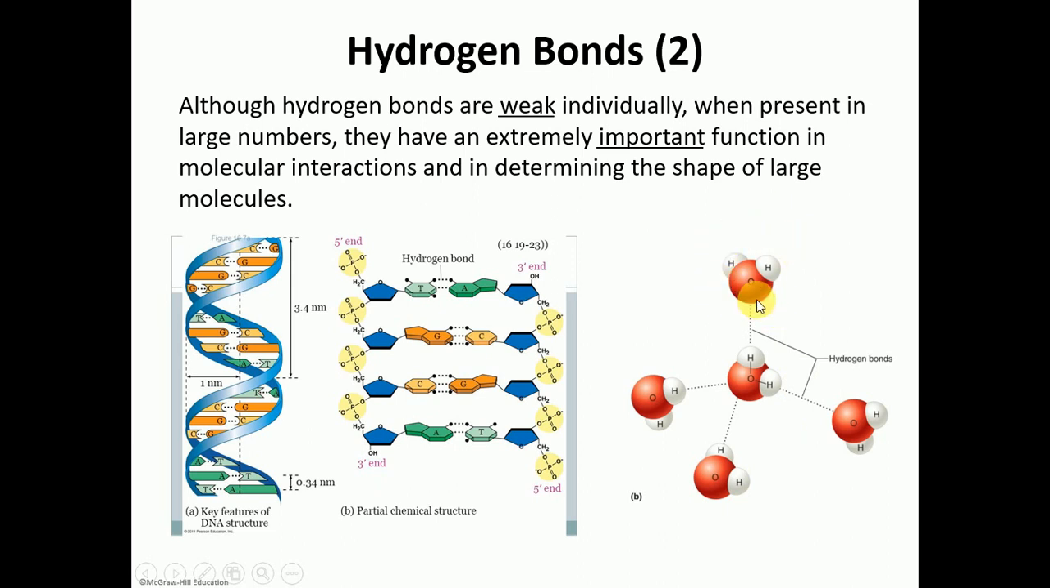So this is one water molecule, and here's another water molecule. Remember we said that the oxygen side is very weakly negatively charged, while the hydrogen end has a very weak positive charge. Now that positive and negative are going to attract, and that attraction is the hydrogen bond. They're very weak, and we represent that weakness by these dotted lines.